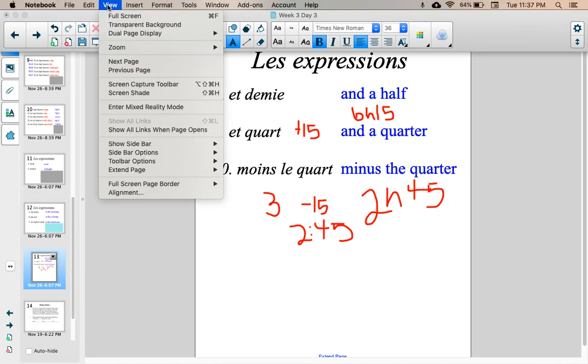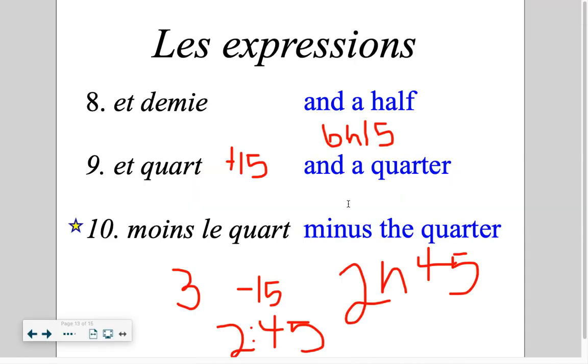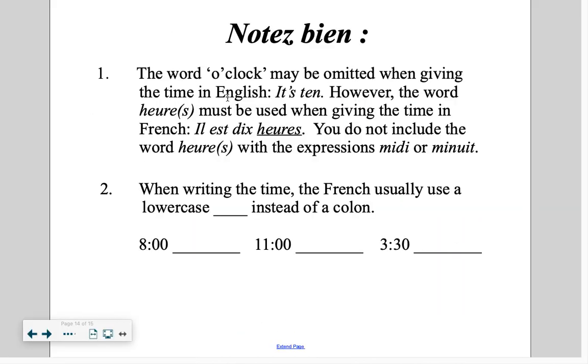All right, let me put this in full screen again. Next we have the word o'clock may be omitted when giving the time in English, such as it's 10. However, the word heure must be used when giving the time in French. We always have to use heure. We would say il est 10 heures. You do not want to include the word heure when we use the expression midi or minuit. So remember that.